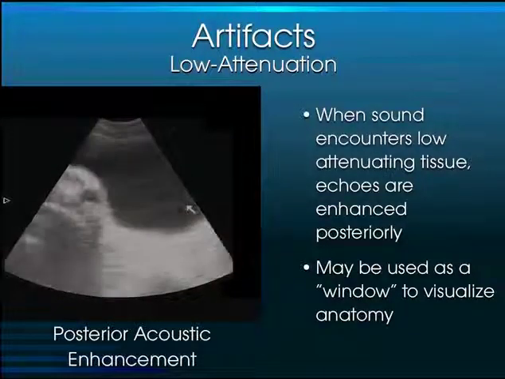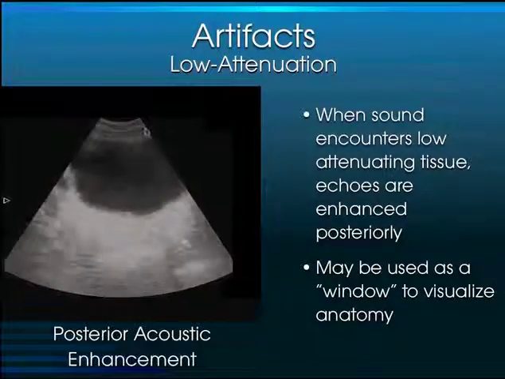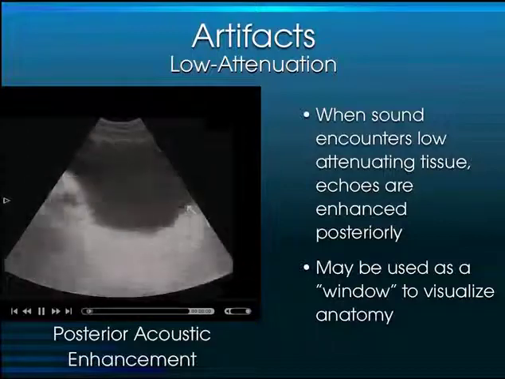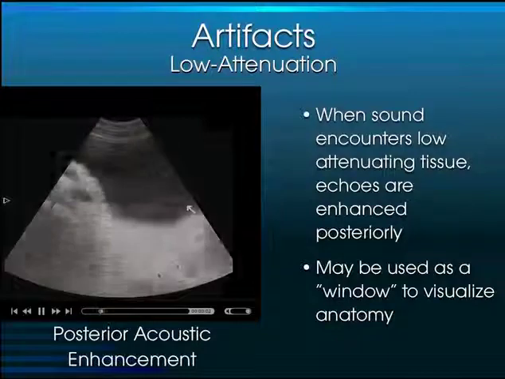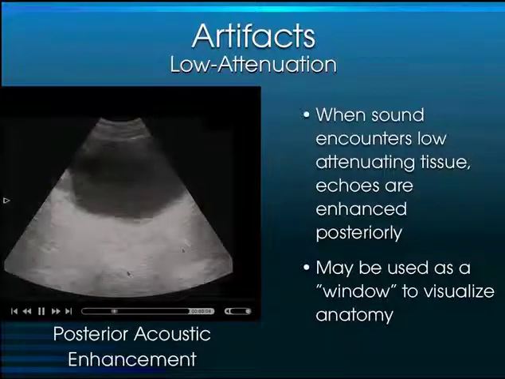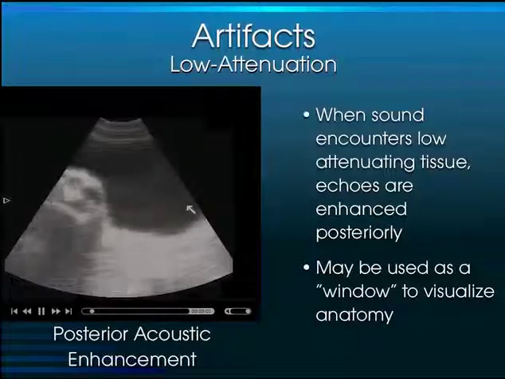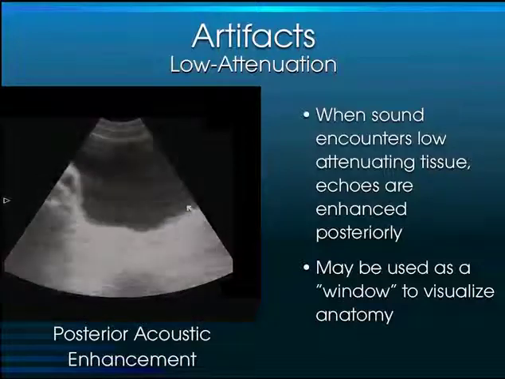See, in this example here, we can see the anechoic bladder, which appears basically black on the screen, and structures behind it have posterior acoustic enhancement. Because of the low attenuating effect of the bladder, structures posterior to it are echo bright.